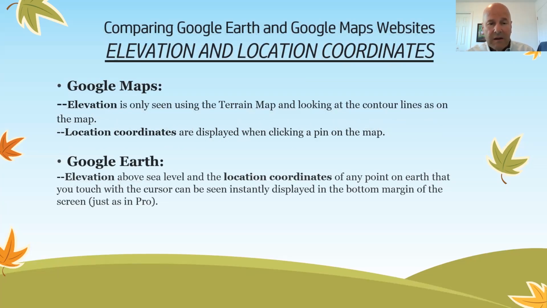Now, in regard to elevation above sea level and location coordinates, in Google Maps, in order to view elevation, you have to use the terrain map and look at the contour lines. Location coordinates are displayed when you click on a pin on the map. This is where the Google Earth website excels, I think. I love this because in Google Earth, all you've got to do is point your cursor on the globe, and down on the bottom margin of the screen, you'll instantly see the elevation above sea level and the location coordinates of where you're pointing.